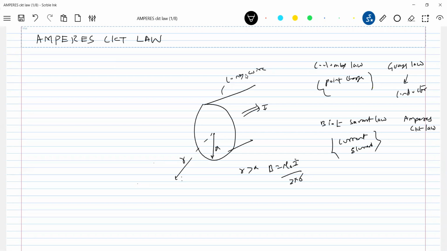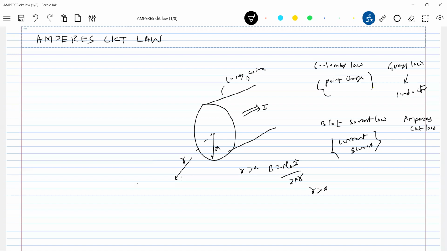What about the field inside? Will there be any field? That is what the question will arise. Yes, there will be field inside also. So how can we determine that particular field inside? So Biot-Savart law will not help us, because the strict condition is R must be greater than A. Even equal to A also, we can't do that.